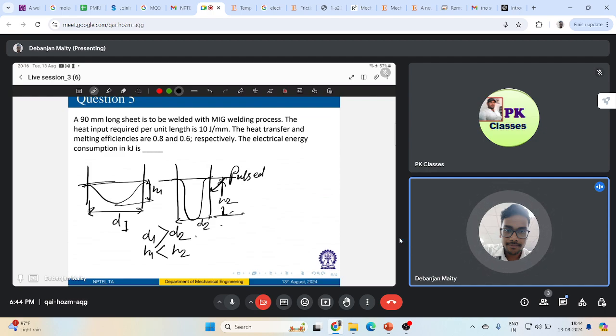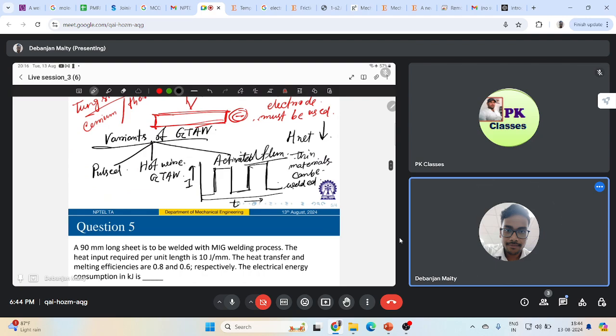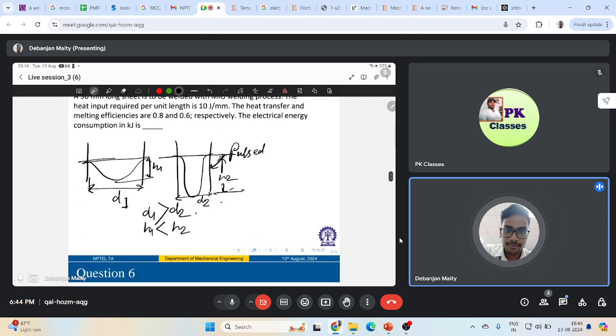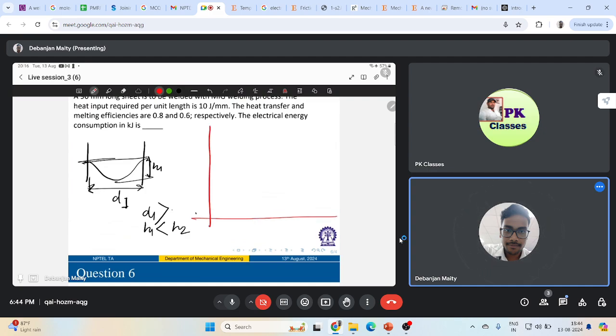So what do you have over here? As I was saying, you'll have a background current and you'll have a peak current. The background current will maintain the arc and help to control the heat input, minimizing overheating and distortion. And peak current will provide the necessary heat to melt the filler metal and the base metal.